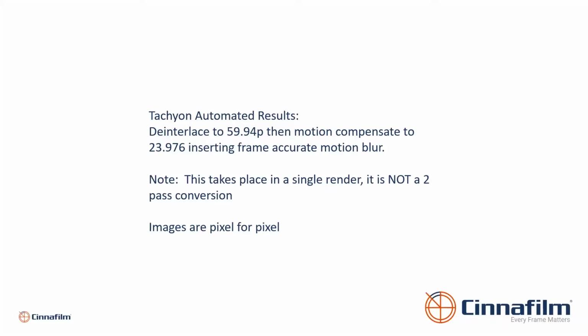Now that's pretty important, because if we don't put the motion blur in, you're going to have very choppy, very stark images that just have a strobe effect. It's the same thing as just frame dropping. You don't frame drop to go from 5994 to 23976. If you do, it's going to be horrible to look at. So again, this is a single render. It's not a two-pass conversion in Tachyon. We do everything in one pass.